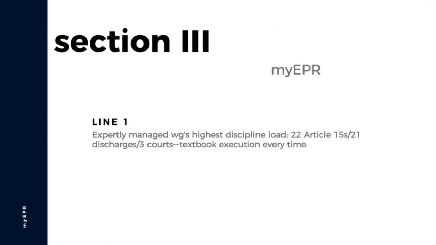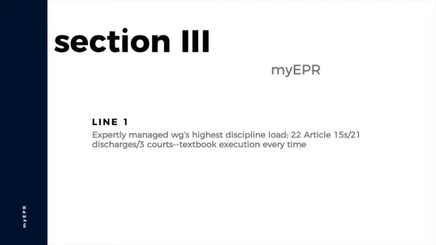So line 1 for section 3, and that's the only one I'm going to go over for section 3, is that I expertly managed the wing's highest discipline load. We had 22 ARC 15s, 21 discharges, 3 courts, textbook execution every time. When I wrote this bullet, there were no stripes. I was doing bullet writing, but I didn't have a formula or anything. And I really struggled with this first line because I wanted to have something real impactful, and I wanted to show everything that we were doing.